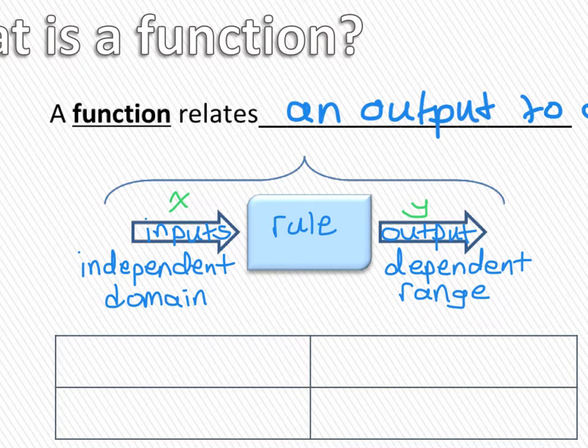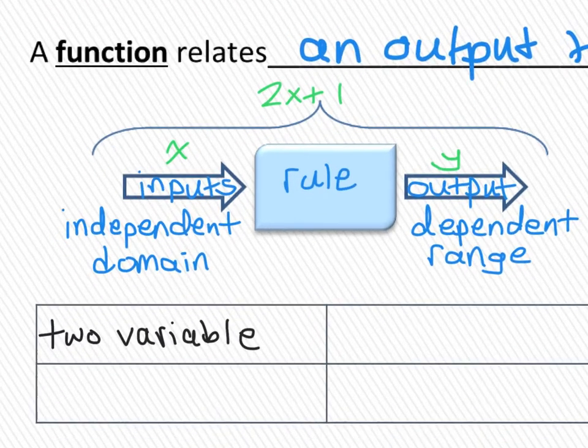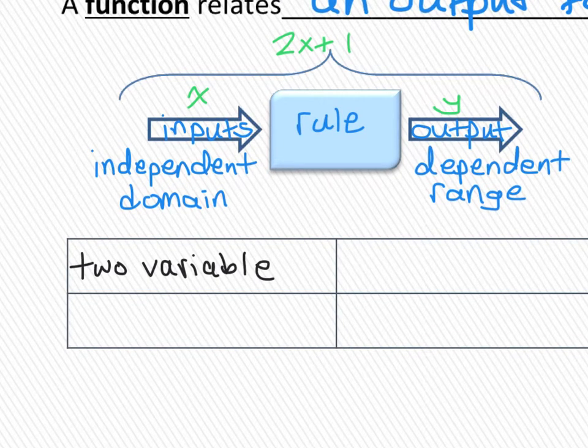So I'll just come up with an example function here, something linear, easy. 2x plus 1, if that's our linear function, we can write that function in two different styles of notation. The first one is you're very familiar with, a two-variable equation. So we would write that as y equals 2x plus 1, or the output equals twice the input plus 1.